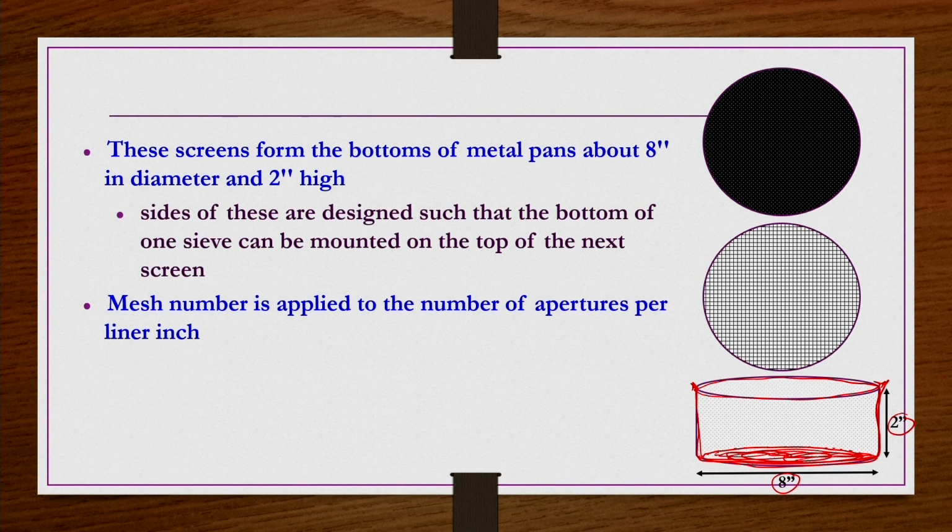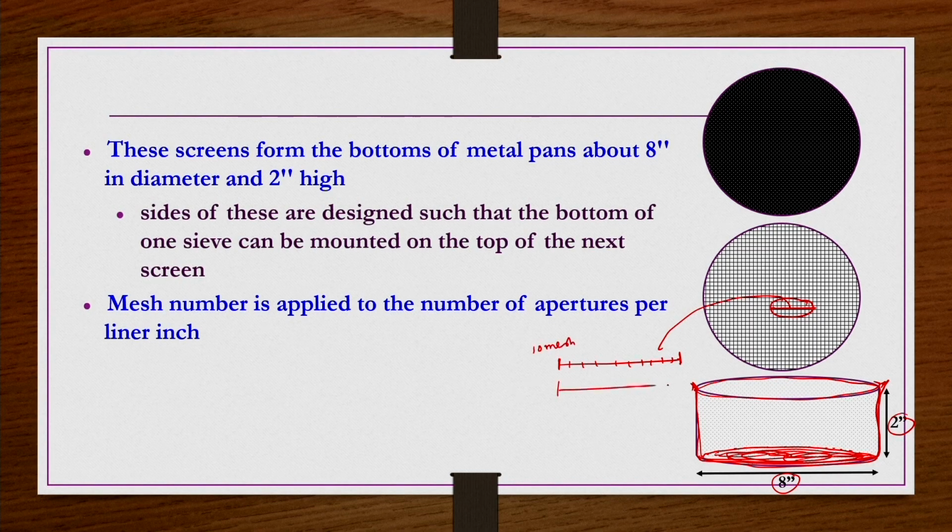Mesh number: let us say this is 1 linear inch space, expanded here. This is 1 linear inch dimension in the screen. Within this 1 linear inch, if you have, let us say, 10 openings like this, 1, 2, 3, 4, 5, 6, 7, 8, 9, 10, then this particular mesh is given as 10 mesh number.